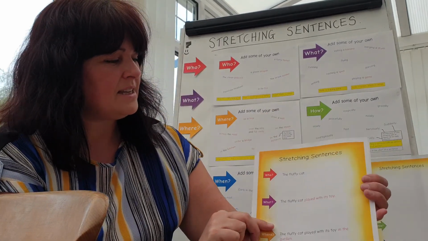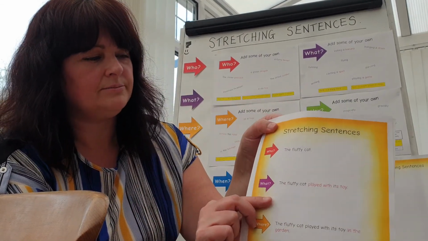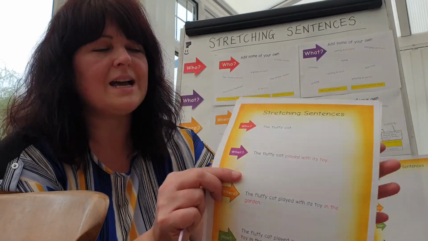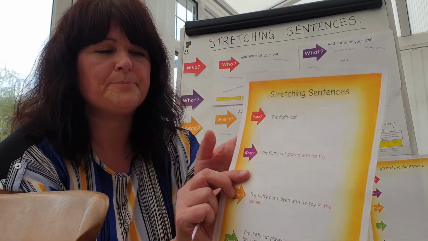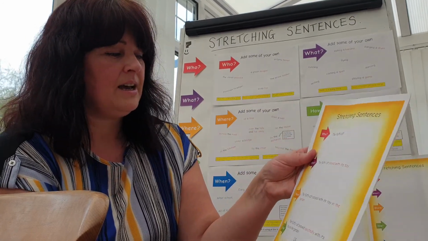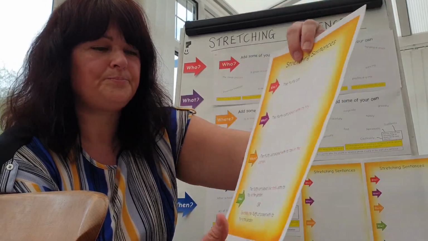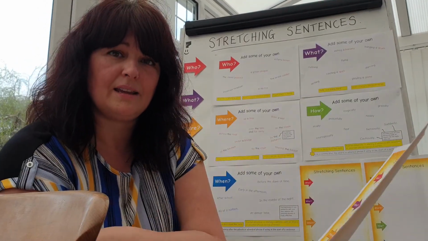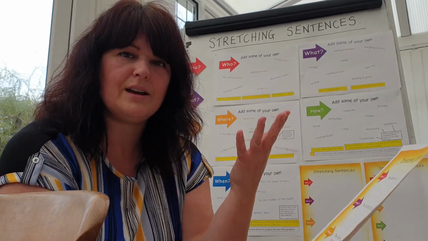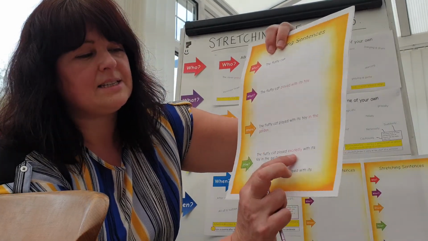Okay, so the fluffy cat is the who, and we say, what is the cat doing? Well, the fluffy cat played with its toy. And then we can say, where is it playing with the toy? The fluffy cat played with its toy in the garden. Well, how is it playing? All these things are going to create more of a picture in your mind. The fluffy cat played excitedly.